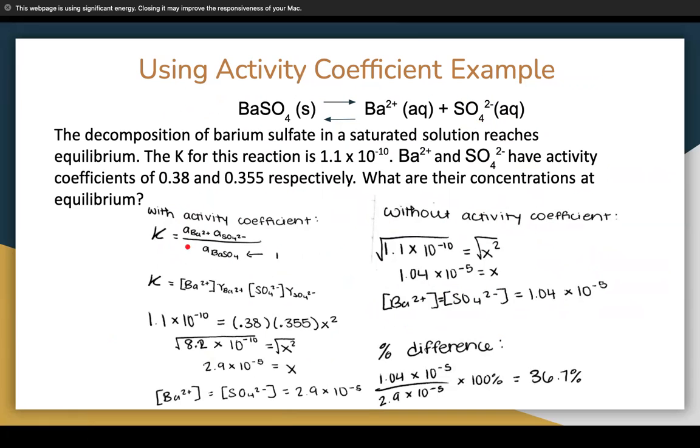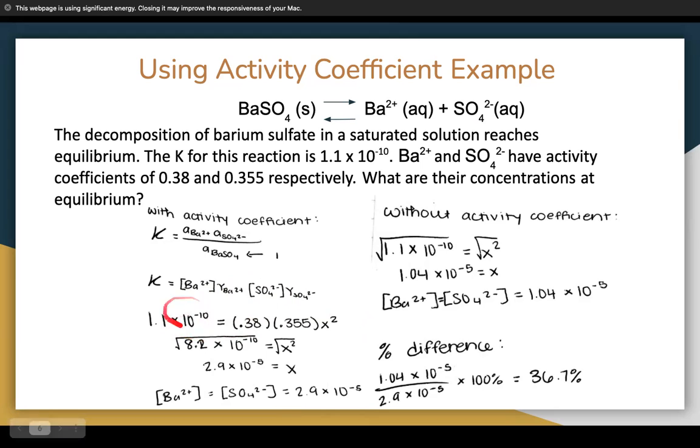And so here we have K equals the activity of barium 2 plus times the activity of sulfate divided by the activity of barium sulfate. And like I said before, if it's a pure solid or liquid, the activity is going to equal 1. So this equals 1, we don't include it. So I rearranged the equation, substituted the first equation that I showed you guys, and then we're left with the concentration of barium 2 plus times its activity coefficient, and the concentration of sulfate times its activity coefficient. And so we plug in the numbers now.